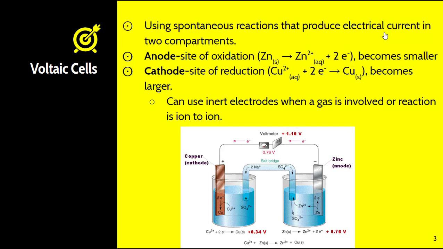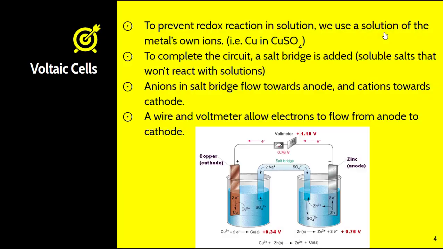Now, it's possible to use other electrodes. You can use inert electrodes when a gas is involved, or if the reaction is ion to ion. So in order to prevent the redox reaction from occurring in solution, so if you take a copper wire and you place it into silver nitrate solution, you guys have probably seen this before, that the solution will turn blue, and that silver actually appears on the copper wire, and that's a redox reaction that's occurring within the solution. Well, we don't want that to happen here, because we want the electron flow not to go from the metal into the solution, but rather we want it to go through the wire.